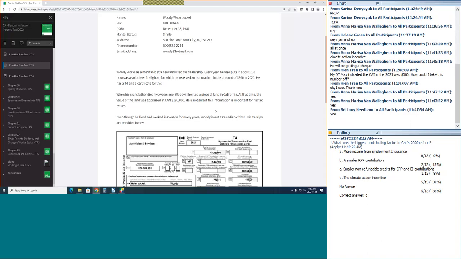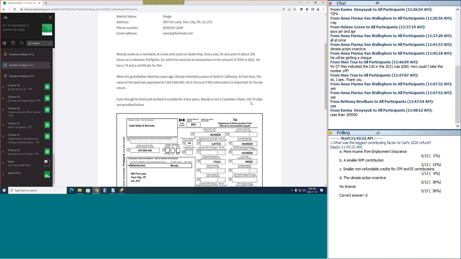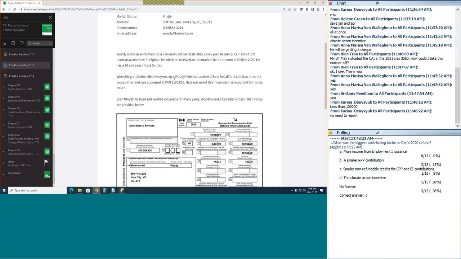Yes, it is. Remember, land does not count as personal use property because you can't use it for personal things until you have buildings on it. So if it's land and there's nothing on it, it's going to be on a T1135. Good. He is not a Canadian citizen. That's going to be important for the tax return. Don't tell them. Okay, so the land was appraised at Canadian $180,000, so that's over $100,000. So we have to worry about that. But if it was less than $100,000, we don't have to report it. That's true. Okay, but in this case, it was more, so we need to know.